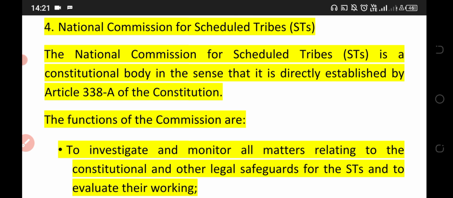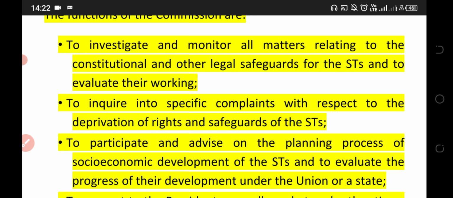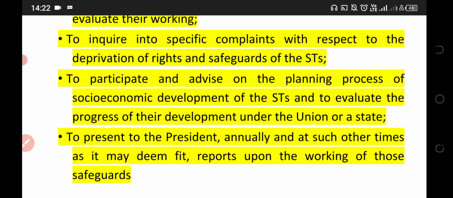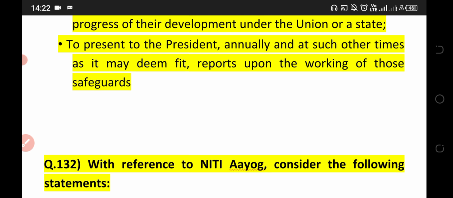National Commission for Scheduled Tribes (STs). The National Commission for Scheduled Tribes is a constitutional body in the sense that it is directly established by Article 338A of the Constitution. The functions of the Commission are to investigate and monitor all matters relating to the constitutional and other legal safeguards for STs and to evaluate their working; to inquire into specific complaints with respect to the deprivation of the rights and safeguards of the STs; to participate and advise on the planning process of the socio-economic development of STs and to evaluate the progress of their development under the Union or the states; and to present to the President annually, and at such other times as it may deem fit, reports upon the working of those safeguards.